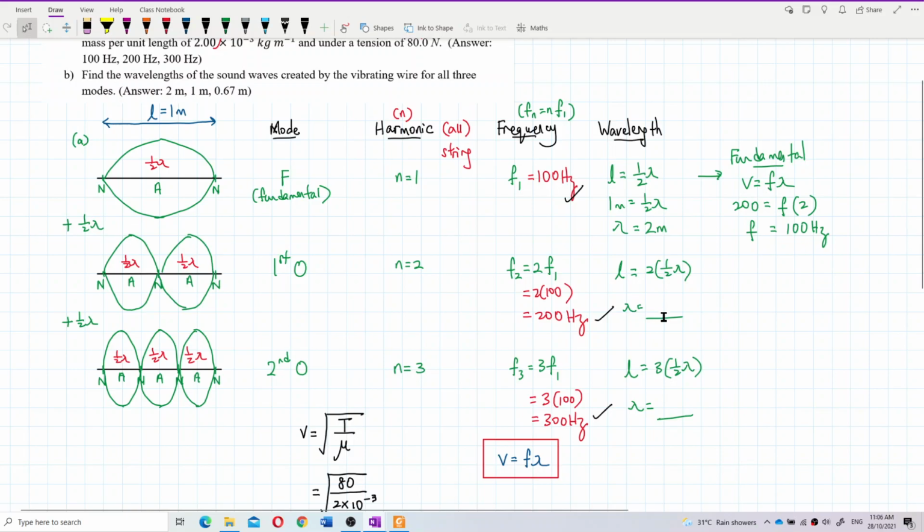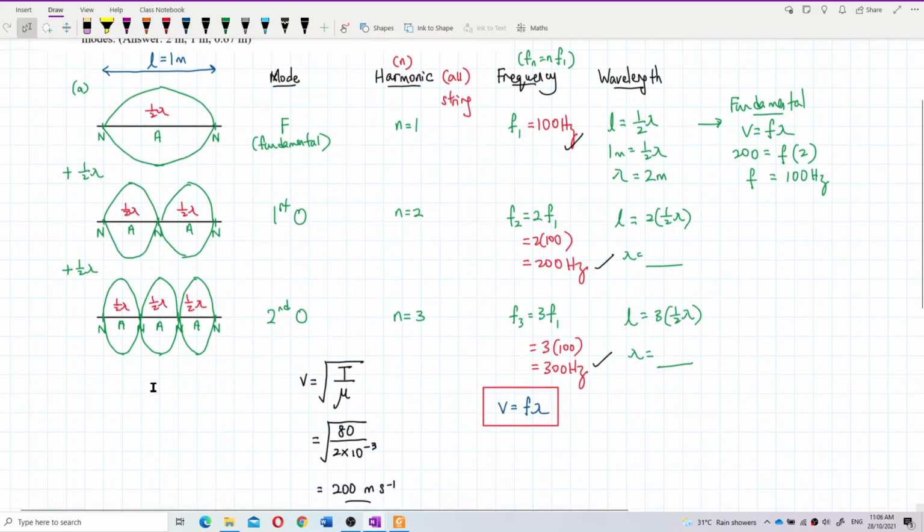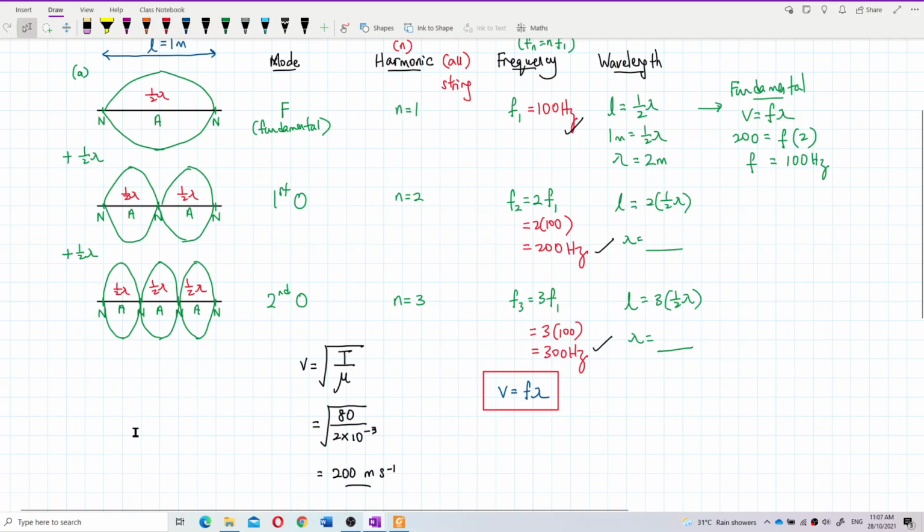Because this one is 1 times the half wavelength, this one is 2 times half wavelength, and this one is 3 times half wavelength, for the same length of string they have different wavelengths. You can see this one has the longest wavelength, this one is shorter, and this one is the shortest. As you go up the harmonic, you get an even shorter wavelength, but a higher frequency.